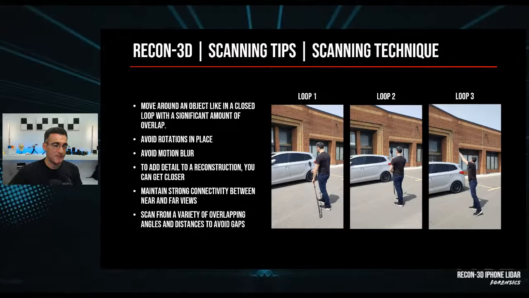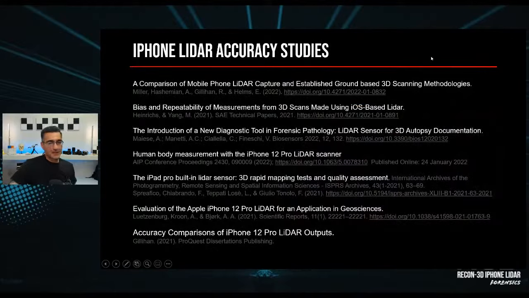Also, when you scan from a variety of overlapping angles, so in the case of the vehicle, I started low, then I kind of went to a mid position, and then I went overhead. So I'm doing different loops, but each time loop 2 is going to have overlap with loop 1, and loop 3 is going to have overlap with loop 2, and possibly even loop 1 as well. So different perspectives, covering the same areas and having overlap, very, very useful. And you want to do all that so you can get good, accurate data.